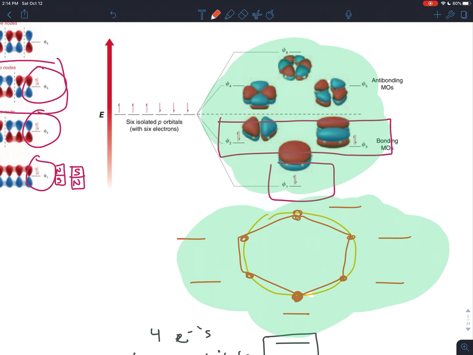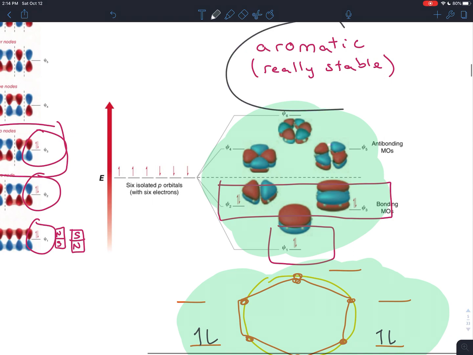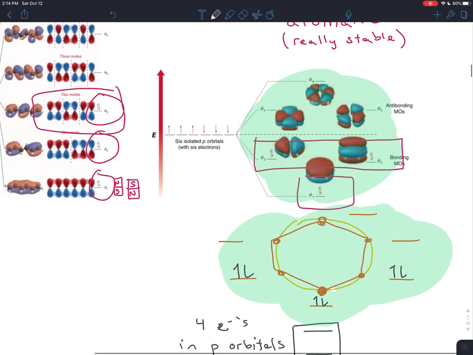So if I were to fill that Frost circle, those molecular orbitals, with my 6 pi electrons, filling them in from the bottom to the top, there are my 6 electrons, and I get all of the electrons paired up, so I can tell that this molecule is going to be aromatic, or really stable.